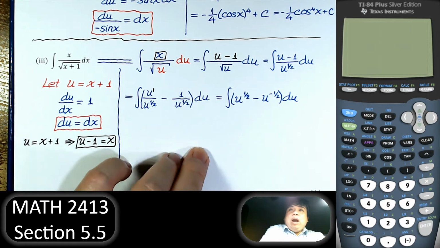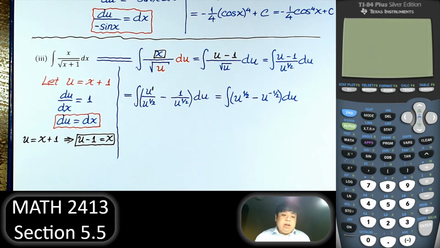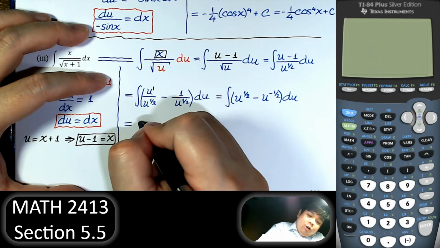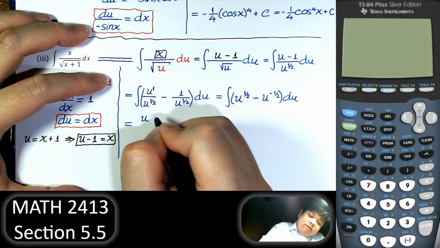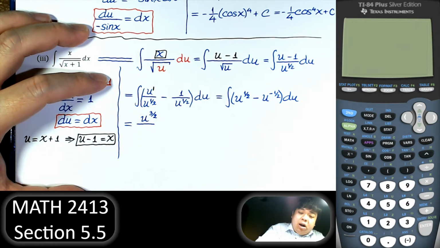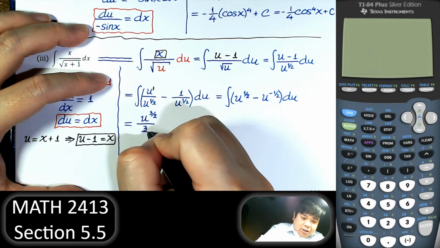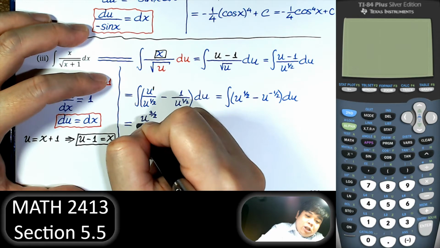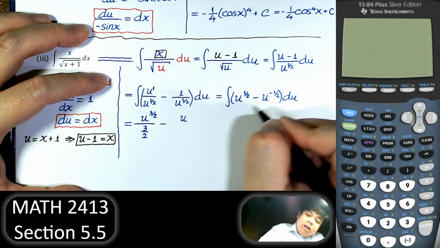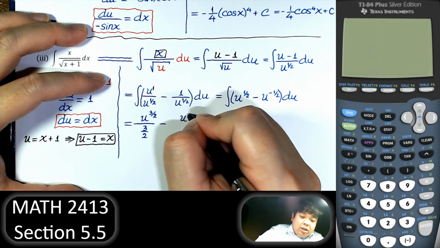Right, now we have the power, and then we can integrate using the power rule. Increase the power by 1. 1/2 plus 1 is 3/2. Divide by the same thing as the power, same thing as the exponent. And then increase the power by 1. Negative 1/2 plus 1 is 1/2.